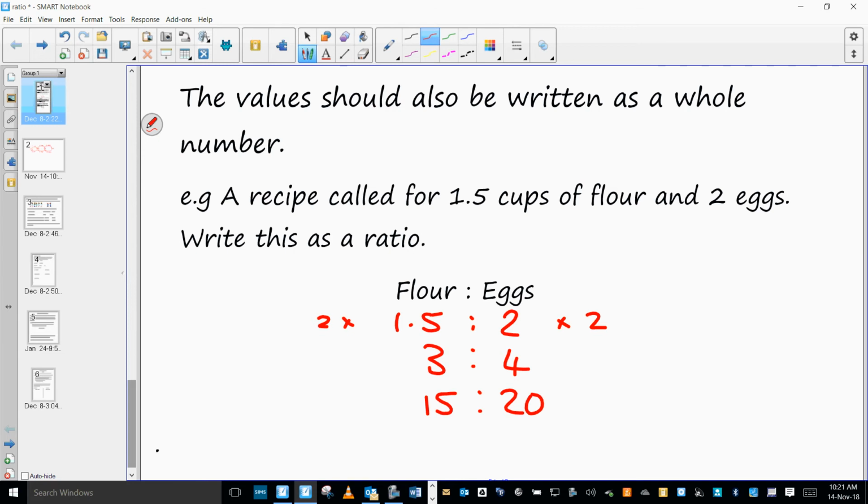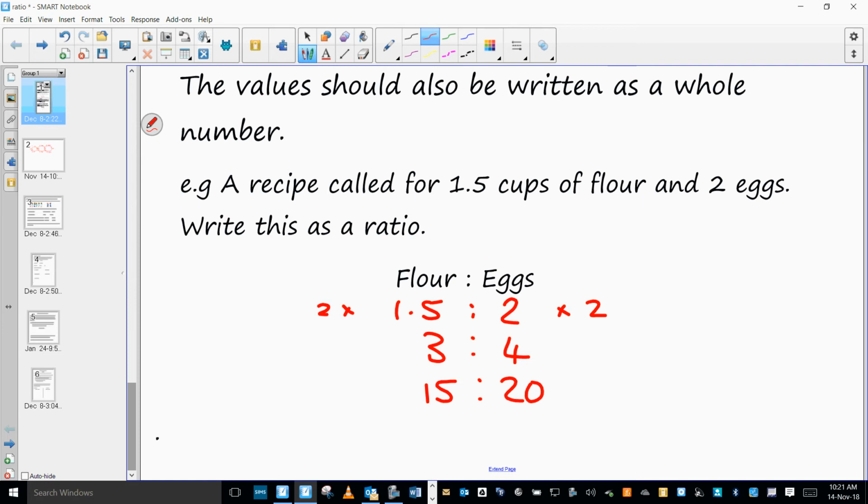Wait, why didn't you do 1.3 times 2, and then 2 times 2? Because 1.3 times 2 doesn't give you a whole number. So ideally, yes, whole numbers. Now, some questions your answer will not be a whole number, but that's because they've asked for a specific format. But generally, whole numbers.